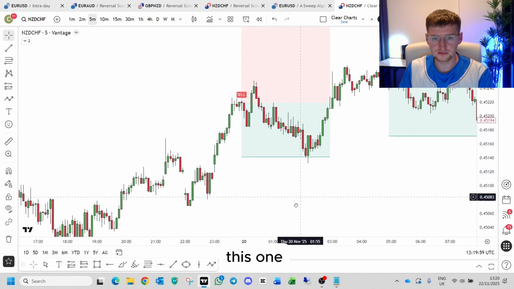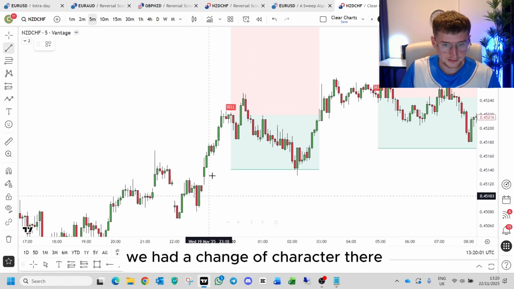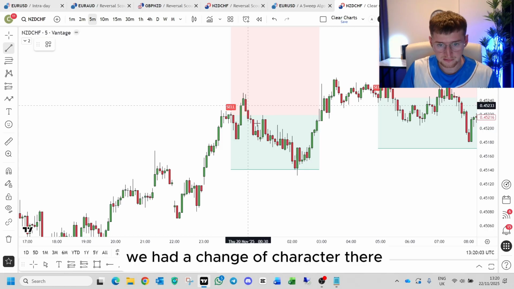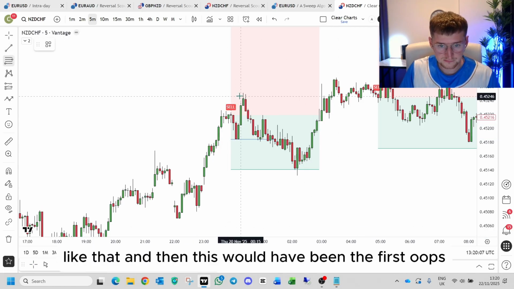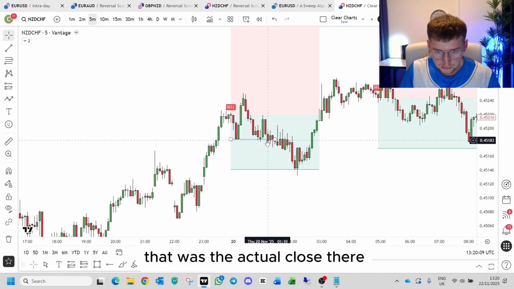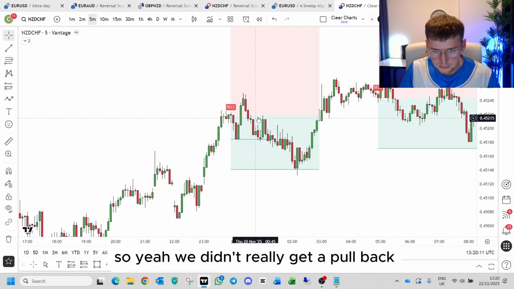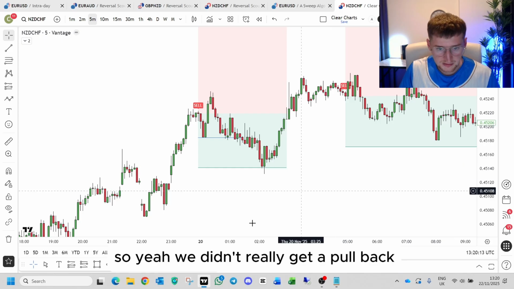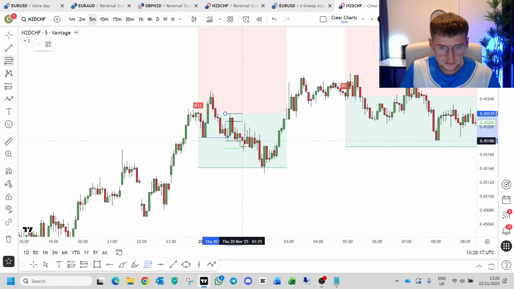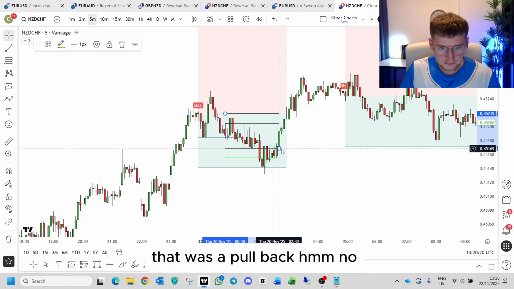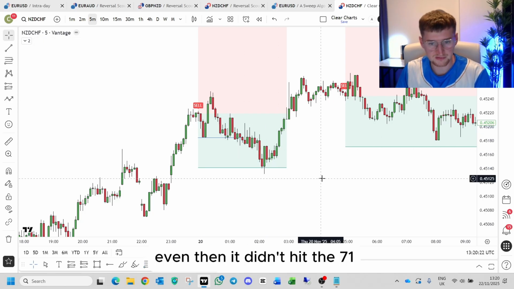This one, we had a change of character there, like that, and then this would have been the first. Oops, sorry, no, that was the actual close there. So yeah, we didn't really get a pullback unless you were aggressive enough to say that was a pullback. No, even then it didn't hit the 71. No trade there.